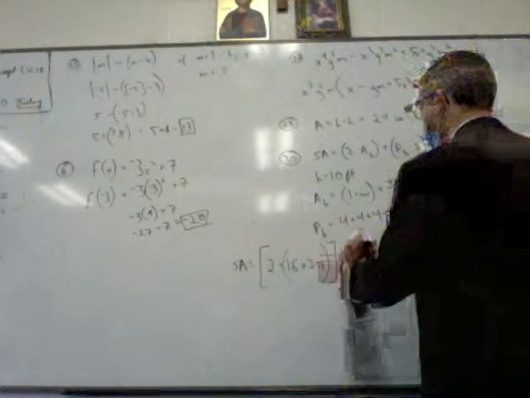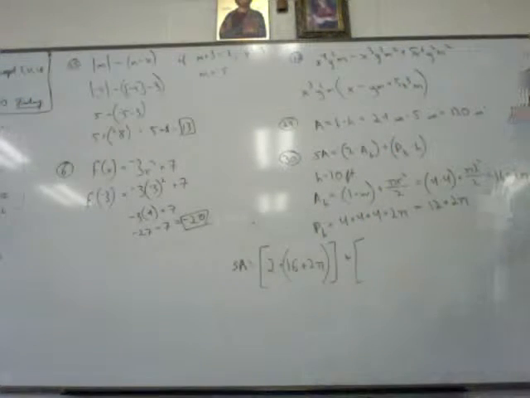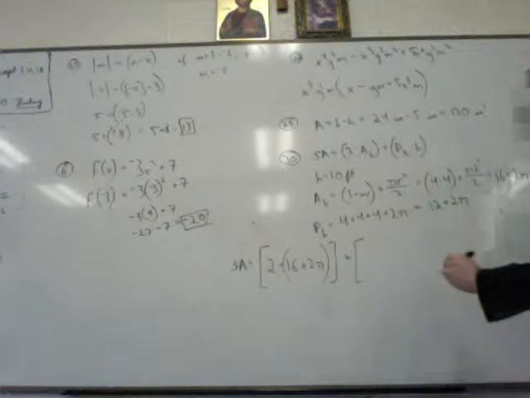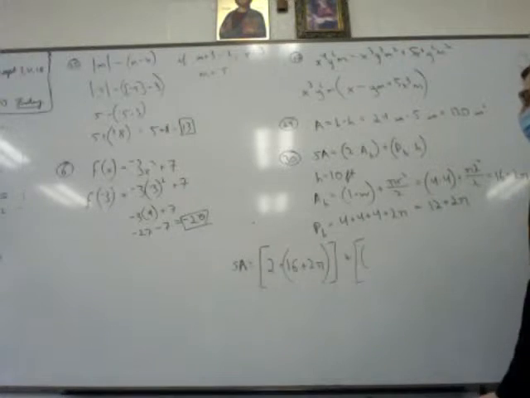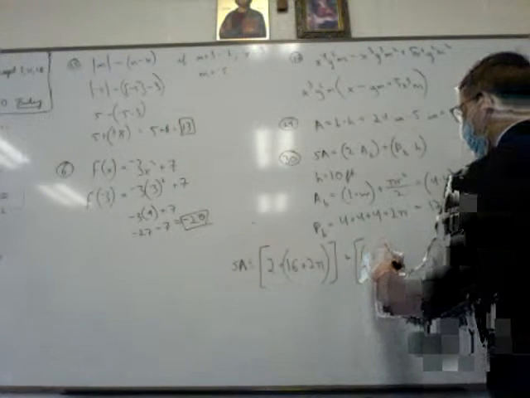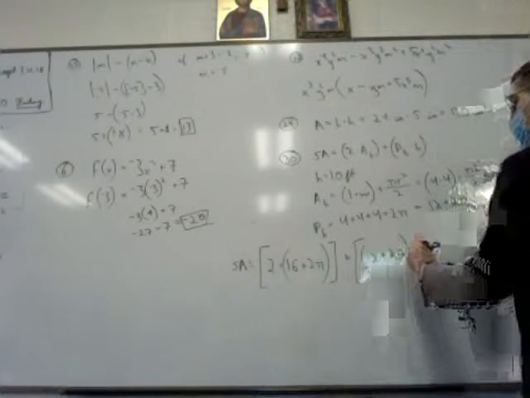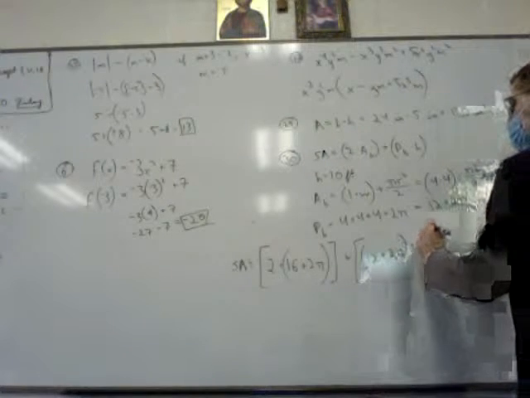What am I going to put in the second word? I'll give you a hint. Square bracket again. Perimeter of the base times height. Perimeter of base, parenthesis. Yes. 12 plus 2 pi, parenthesis, times 10. Times 10, yes.